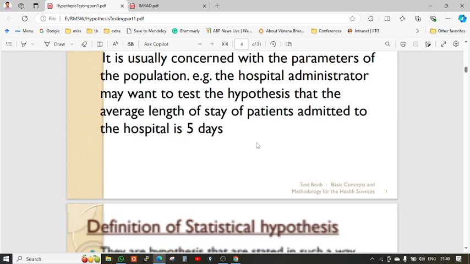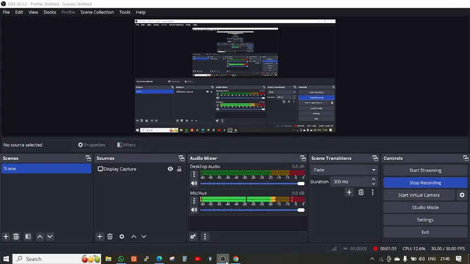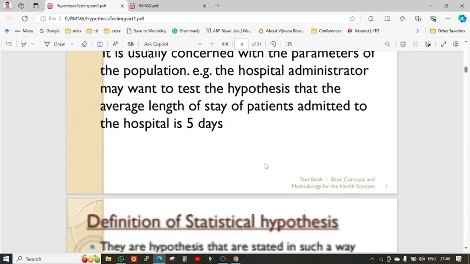Let's say 5 days. So we have to test this hypothesis: for whoever is admitted to the hospital, the average stay will be 5 days. So how can we test this?